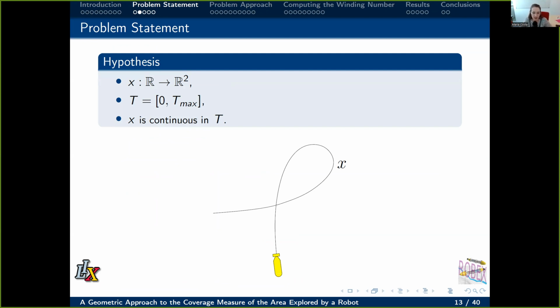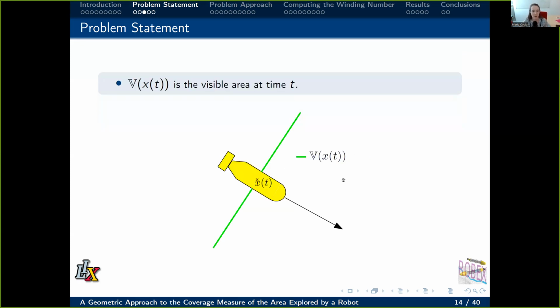But for the moment, the robot's trajectory is a continuous curve in the plane that is known and that we call X. I'm also going to define the robot's visible area. As I mentioned, it can be modeled as a straight line and also, for the moment, of fixed size, that will only depend on the robot's position and orientation.